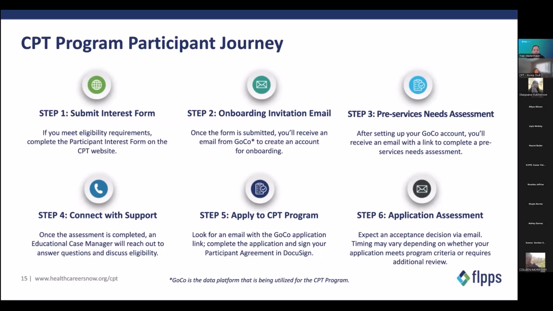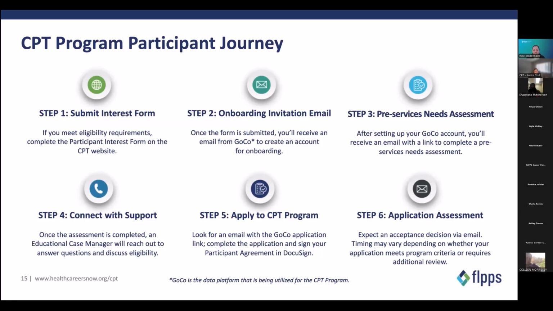So you can keep up with the application process and the application journey. As I mentioned, after you complete the pre-services request, that's step 3, you're going to go through step 4. That is when the case manager meets with you and is going to answer any questions and discuss the eligibility to the program. After that conversation takes place, the interview takes place, if you meet all the requirements and you are ready for applying for the program, here's when step 5 comes in.